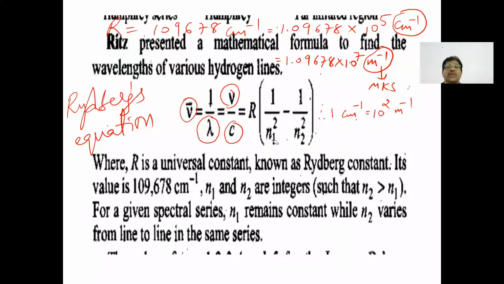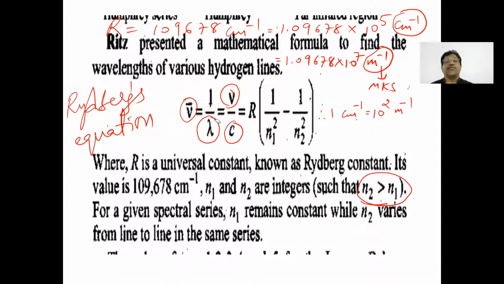If the electron jumps from the 4th orbit to the 2nd orbit, in that case N1 value is 2 and N2 value is 4. Here we take 2 square and 4 square. In this way, the N1 value is always less than the N2 value. That means this is the condition: the N2 value must be greater than the N1 value.